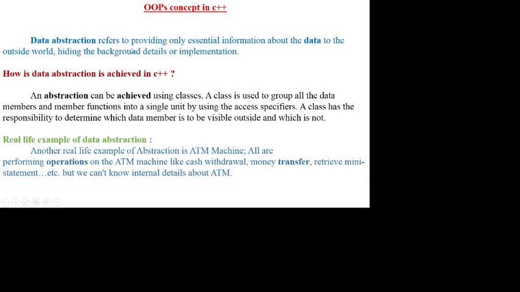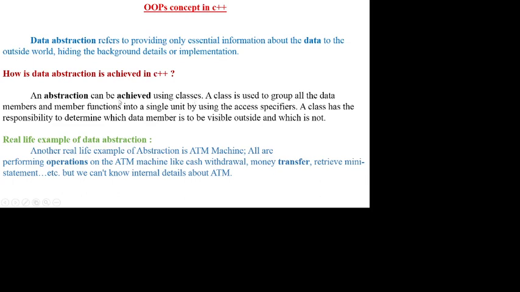Data abstraction refers to providing only essential information about the data to the outside world and hiding the background detail or implementation. How is data abstraction achieved? Data abstraction can be achieved using classes.